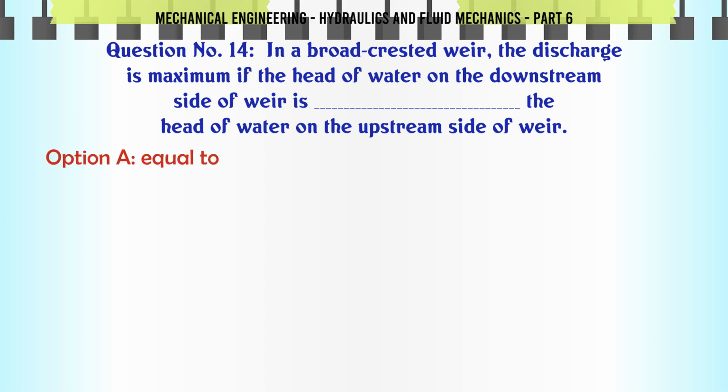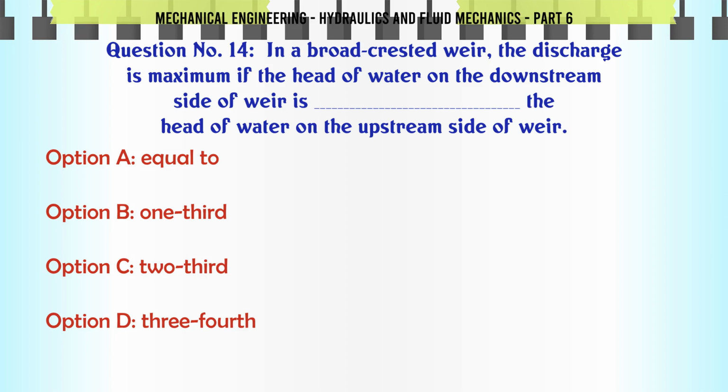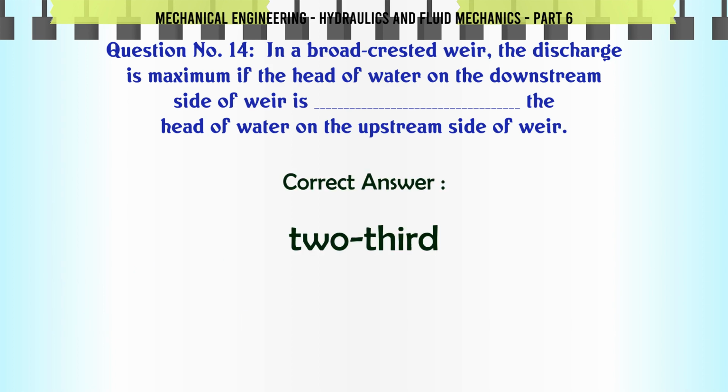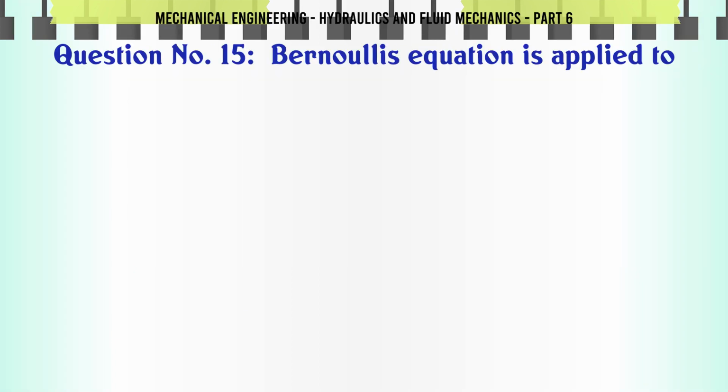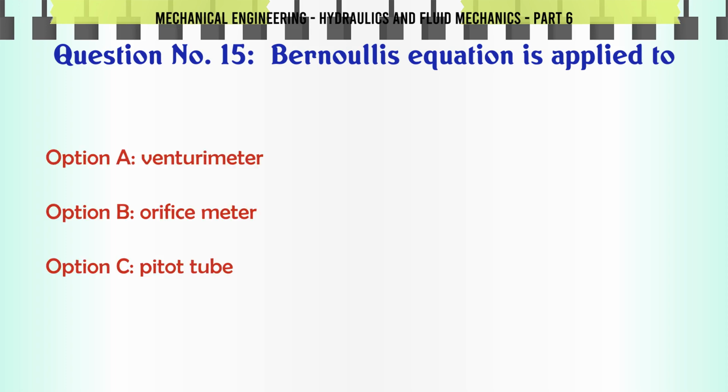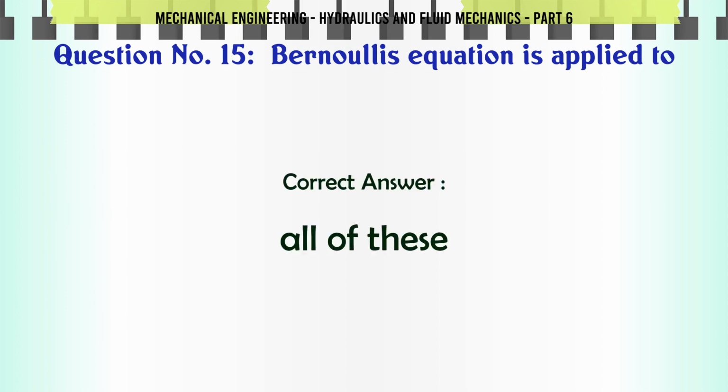In a broad-crested weir the discharge is maximum if the head of water on the downstream side of weir is the head of water on the upstream side of weir. A. Equal to, B. 1/3, C. 2/3, D. 3/4. The correct answer is 2/3. Bernoulli's equation is applied to A. Venturimeter, B. Orifice meter, C. Pitot tube, D. All of these. The correct answer is all of these.